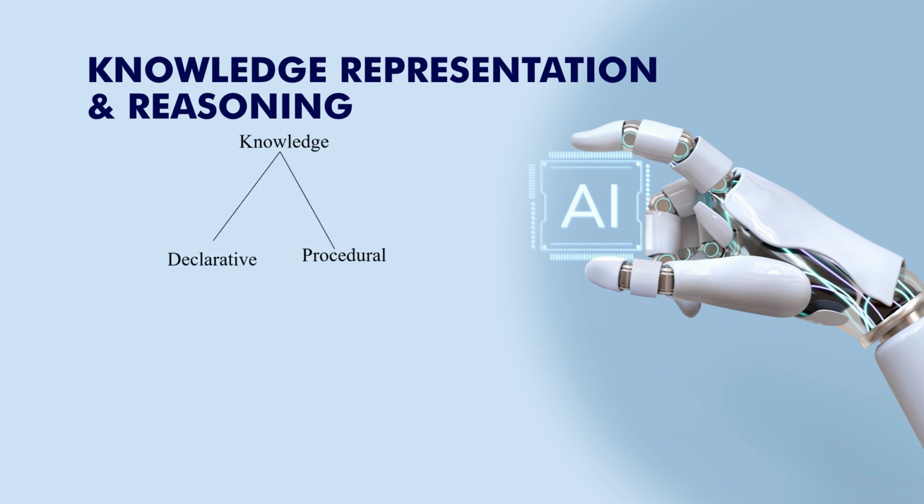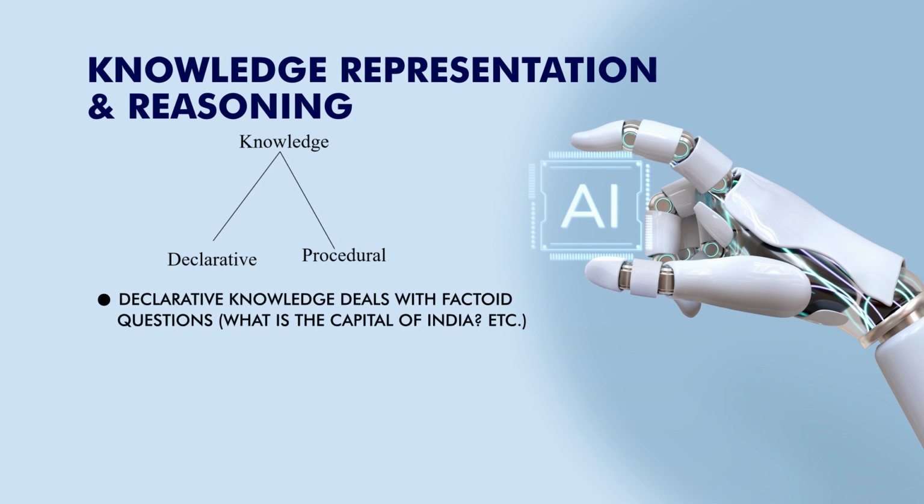So, in this diagram we have knowledge as declarative and procedural. Declarative knowledge deals with factual questions like what is the capital of India. Procedural knowledge deals with how.